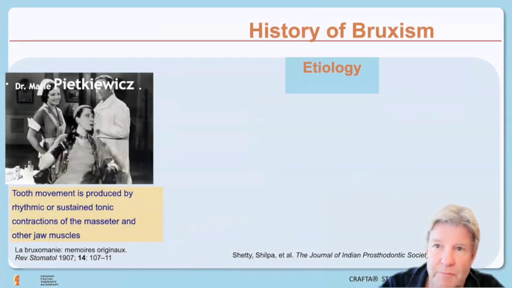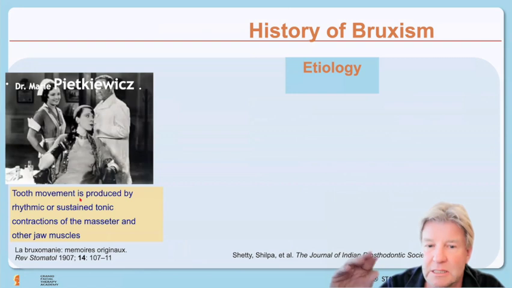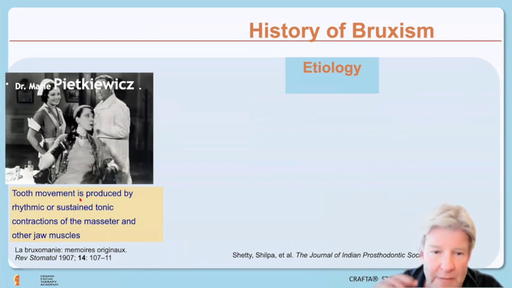So the bruxism part came more after 1919 and later. But it was already described in early times, more than 100 years ago, by a dentist. She is called Marie Pietkiewicz. Sounds a little bit Polish, but it is a dentist from Paris. And she saw that the rhythmic and sustained tonic connection of the jaw muscles could be a kind of muscle problem. And therefore she called this bruxism.